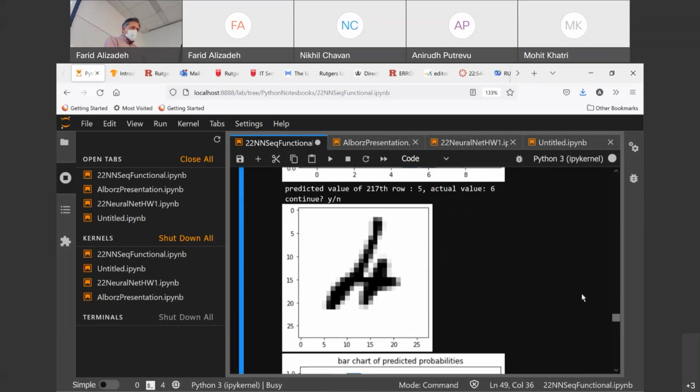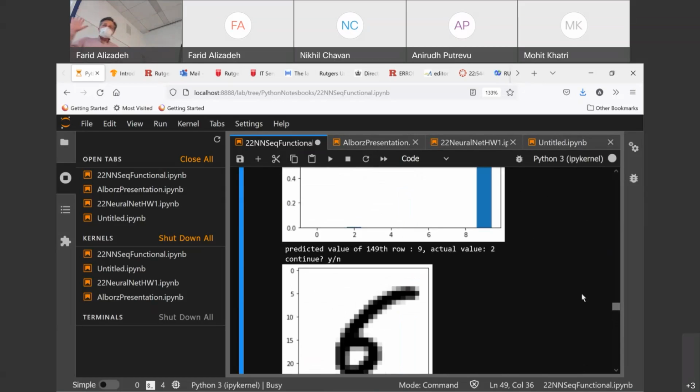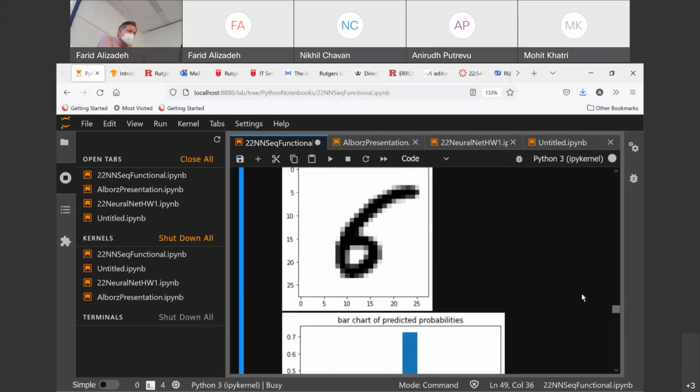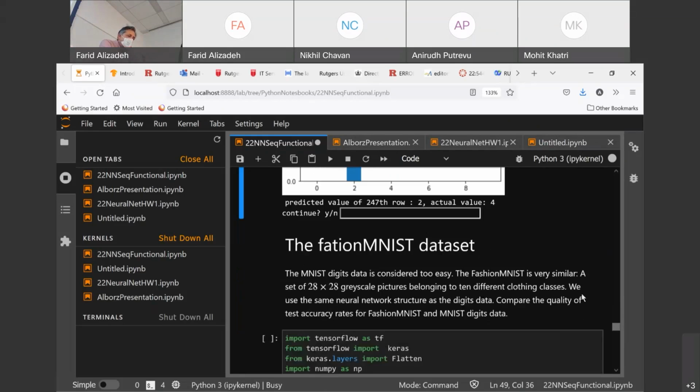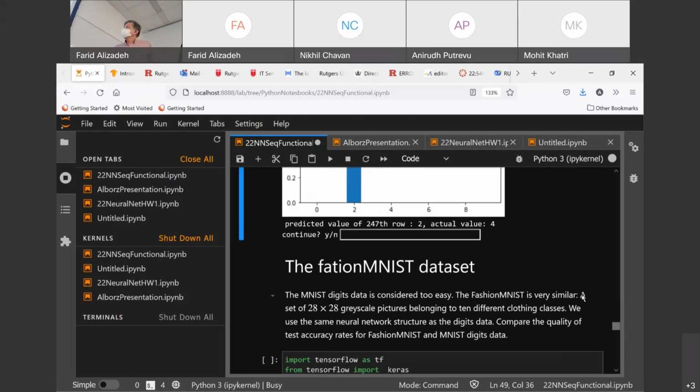I'll fix that. Okay, so everyone see the difference between the functional approach versus the sequential approach, right? Sequential is easier, but you will need functional sooner or later. So it's incumbent upon you to learn that approach. Okay, now just one more time.